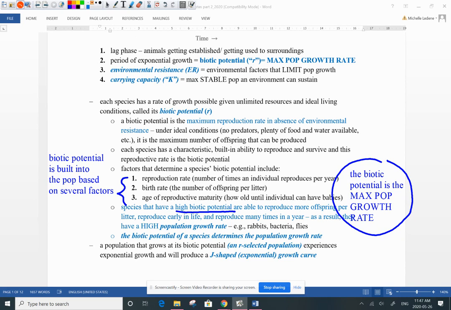They can reproduce earlier in life, and they can do it many times in a year. So they have a high population growth rate. So like I said, fruit flies, rabbits, bacteria. And so the biotic potential determines this population growth rate.